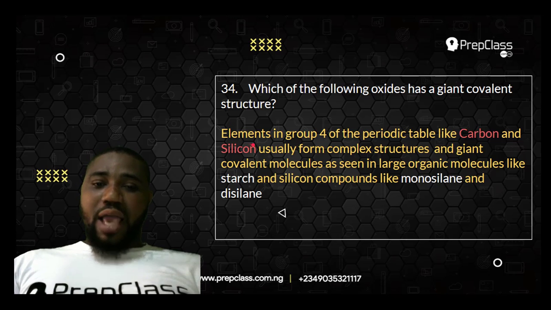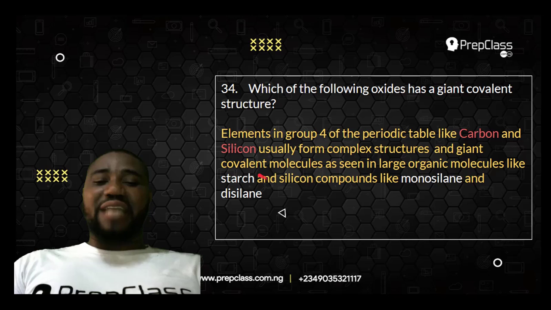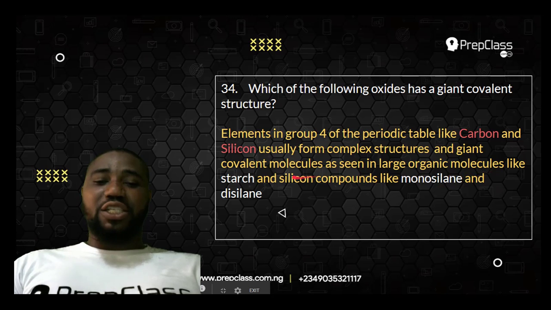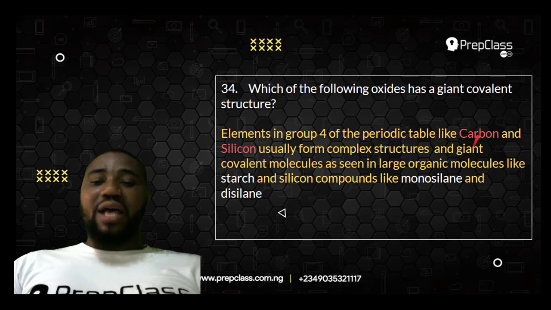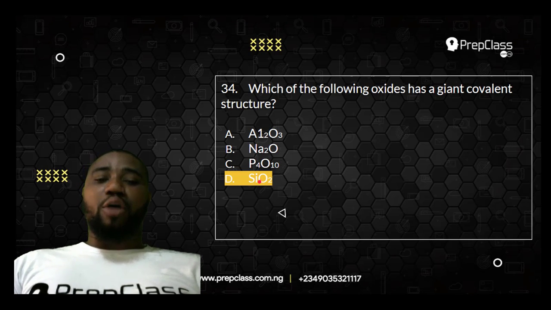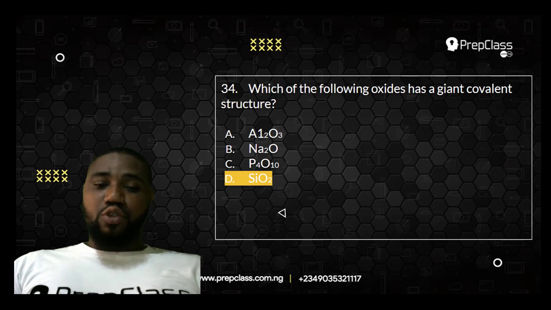You can see here I said elements in group 4 of the periodic table like carbon and silicon usually form complex covalent and giant covalent molecules, as seen in large organic molecules like starch, that's for carbon, and silicon molecules like monosilane and disilane. Are you following? So because of that, the correct option is the oxide of silicon. It will be the only one that will have a giant covalent structure. So the correct answer is what? Option D.